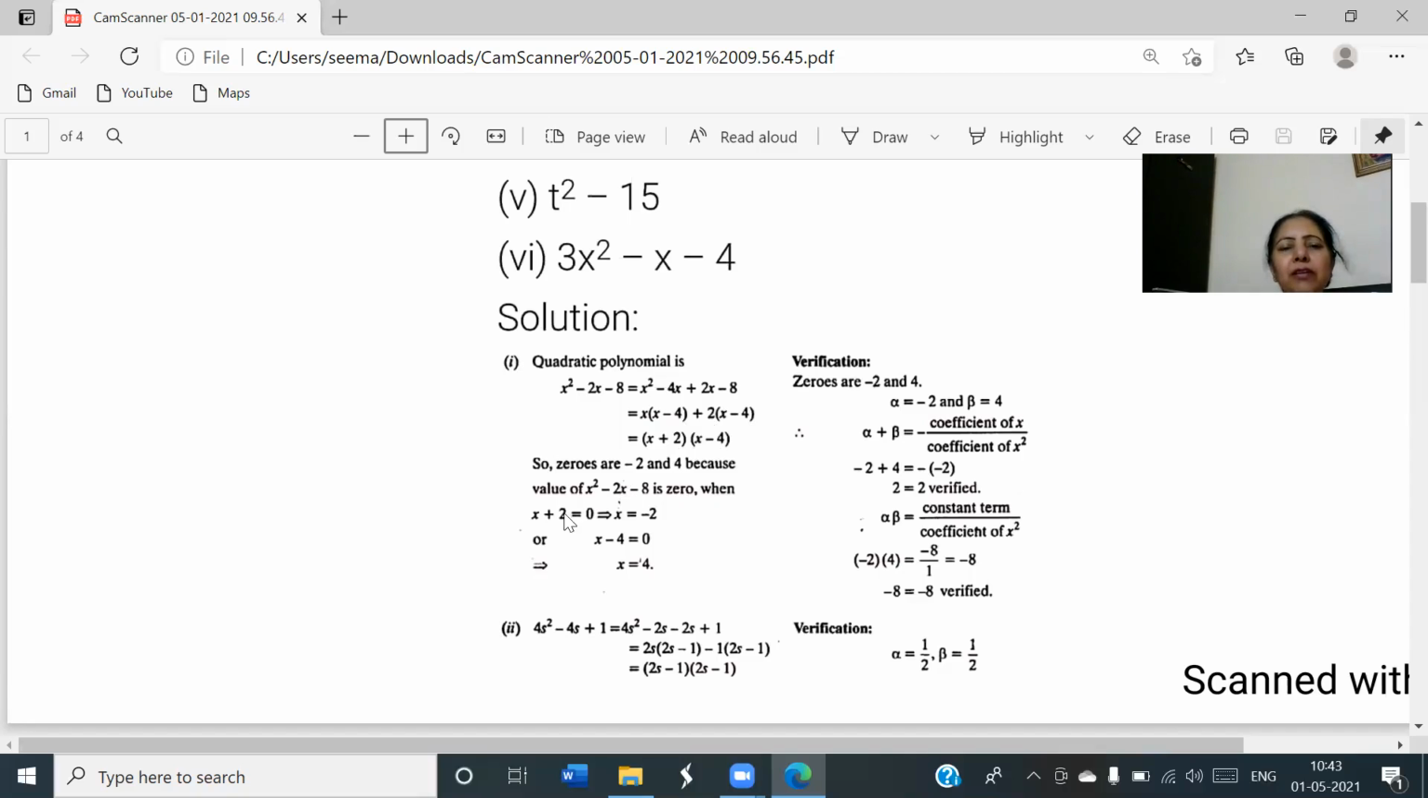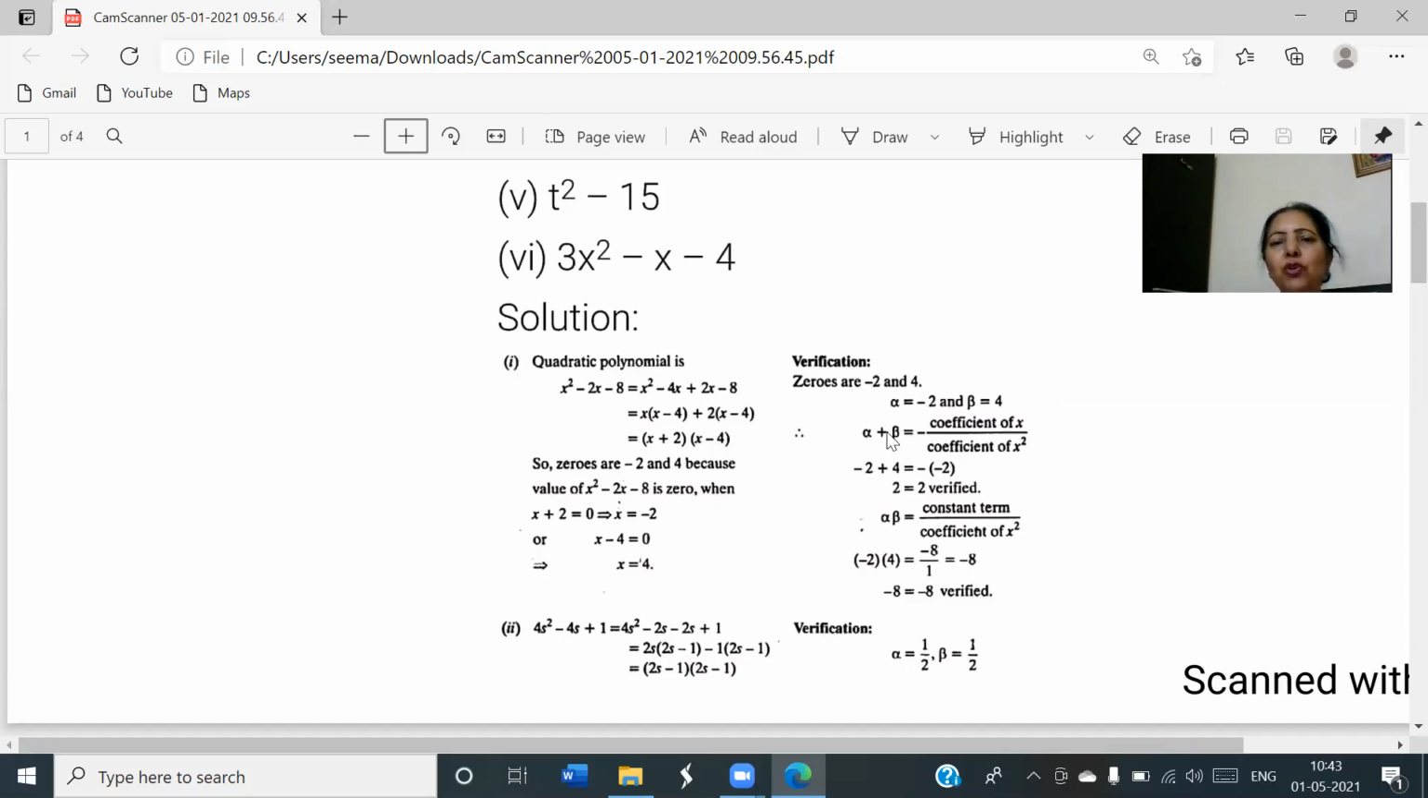If first factor equal to 0, for finding the zeros, then we will get x is equal to minus 2. If second factor equal to 0, then we will get x is equal to 4. It means minus 2 and 4 are called zeros of this polynomial. Let us assume one zero as alpha and other is beta. Means just we are giving the name to them. One is alpha, other is beta.